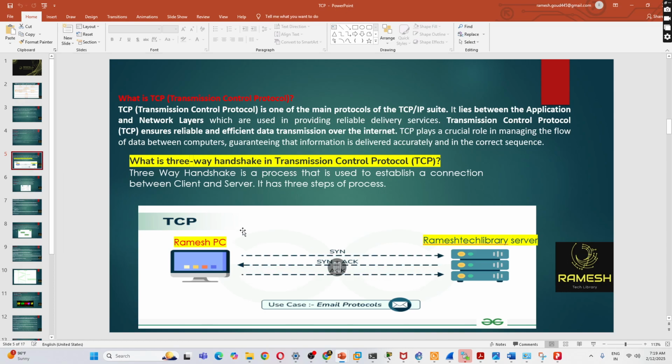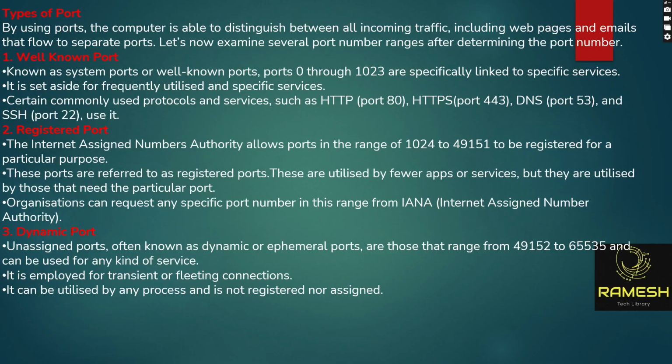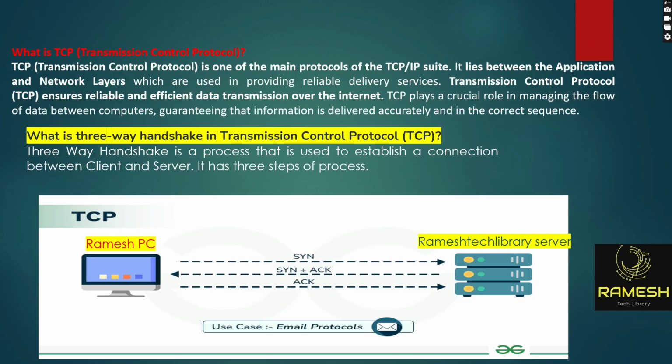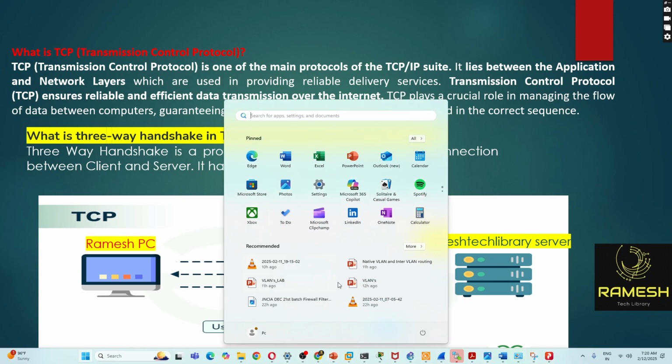See this diagram. TCP connection. Everyone knows, right? What is TCP? It's a transport layer protocol, Transmission Control Protocol. We have two transport layer protocols: one is TCP, one is UDP. So today I'm going to discuss TCP as well.